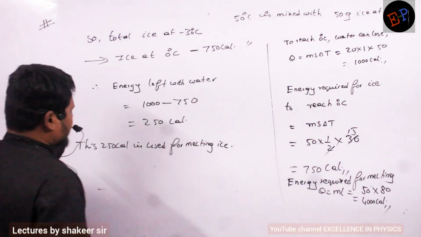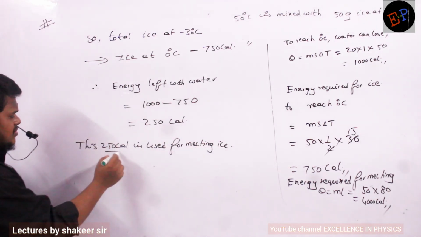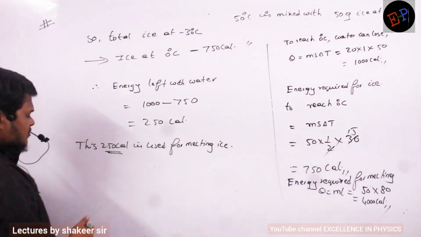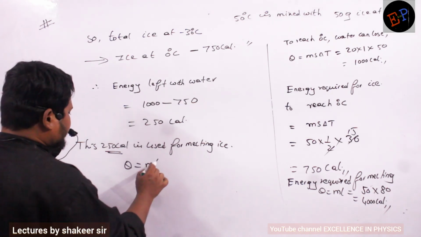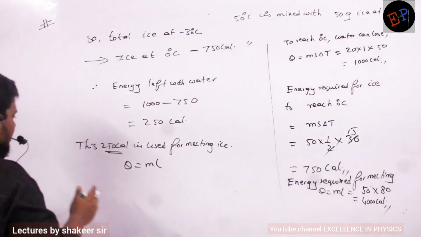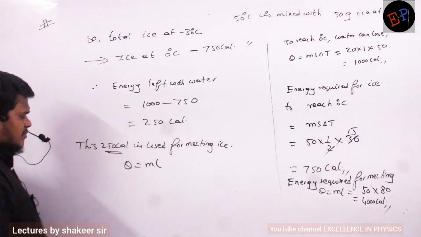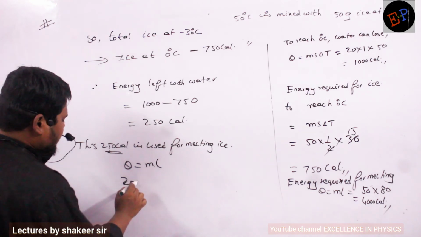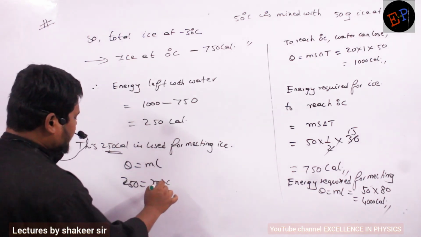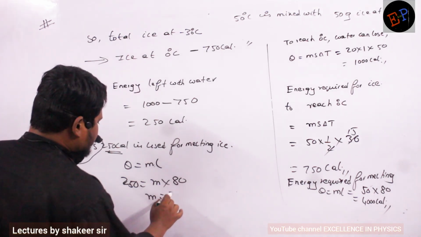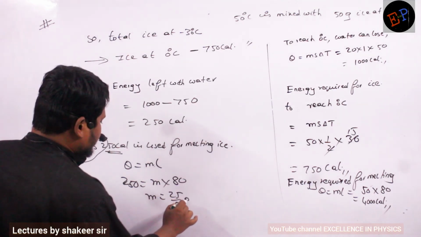And so listen, from here listen. From 250, how much ice can melt? That I don't know, I have to calculate. So melting means temperature will not change. So which formula do I have to use? Q is equal to ml. So supplied energy is how much? 250 is the extra energy which I have. Mass of ice melted, I don't know. But latent heat of fusion is how much? 80. So mass is equal to 250 by 80 grams.